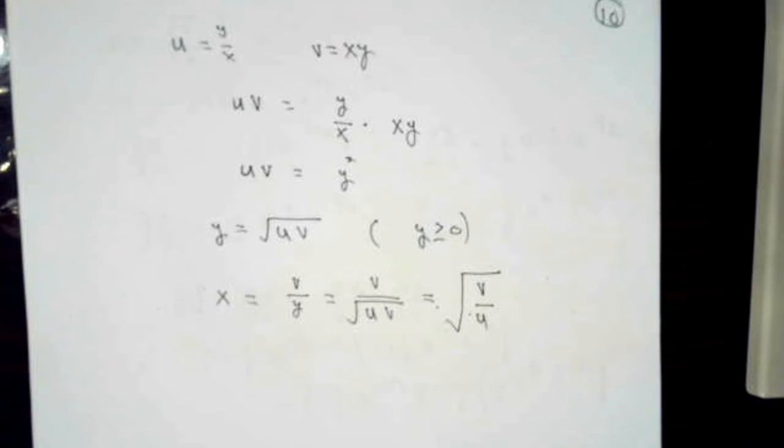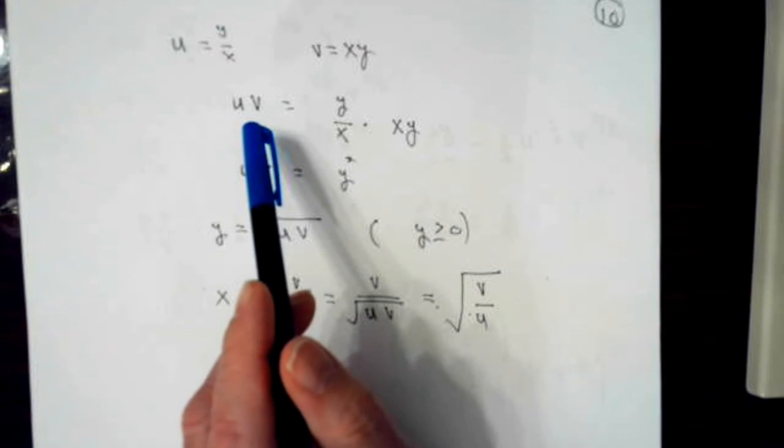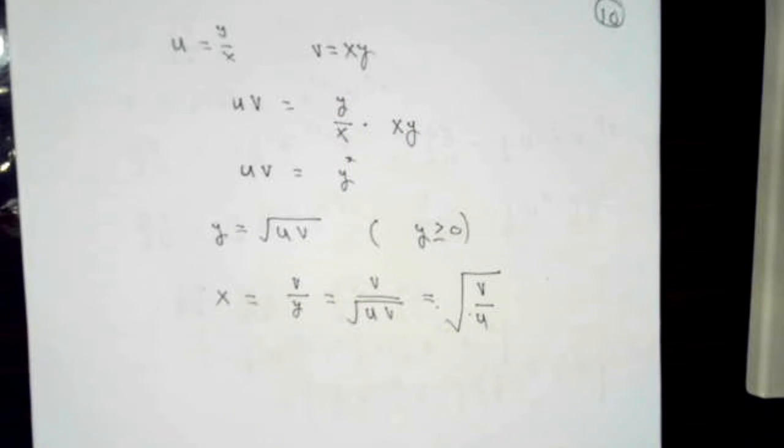So what follows is just a little bit of algebra. u is by definition y over x here, and v is x times y. I'm looking at those two equations and trying to think of how to get either x or y by itself. After looking at it just a little bit, you have an epiphany. u times v is y over x times x over y. The x's cancel out. u times v is y squared.